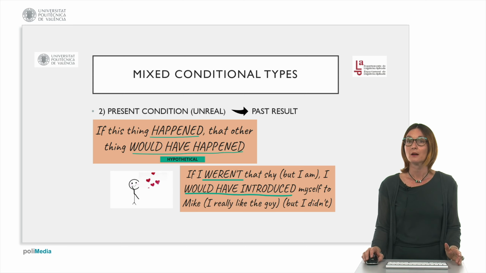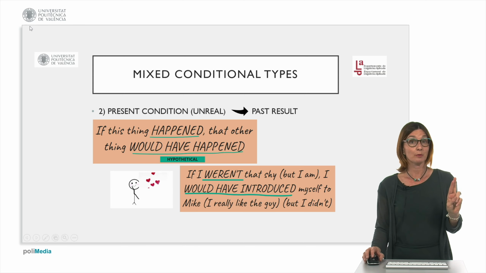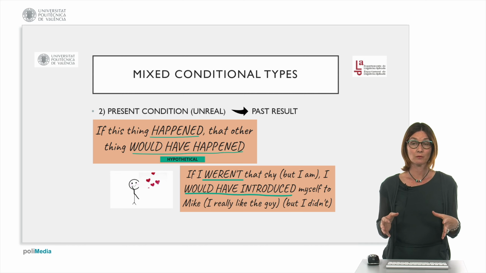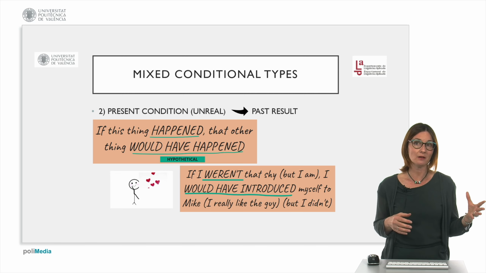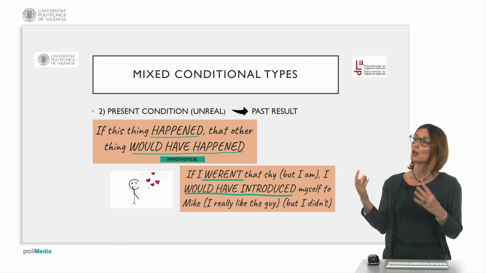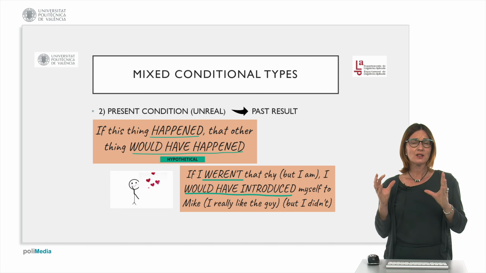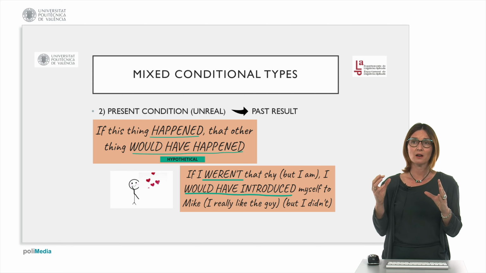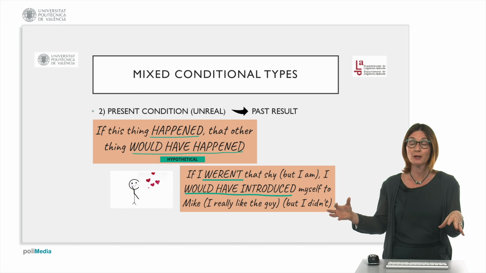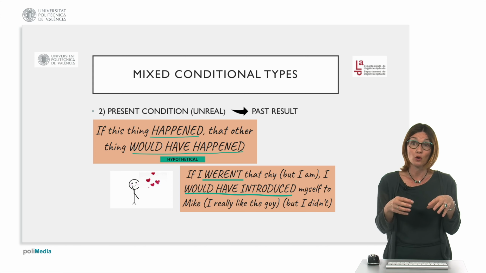So there is a second type of mixed conditional sentences, and this is the type in which we have a present condition, so a condition that is relevant at the moment of speaking, although it's unreal, and a past result. So basically with this type of conditional, we're saying that if this thing happened, that other thing would have happened, okay? But the thing in the present is not going to happen.